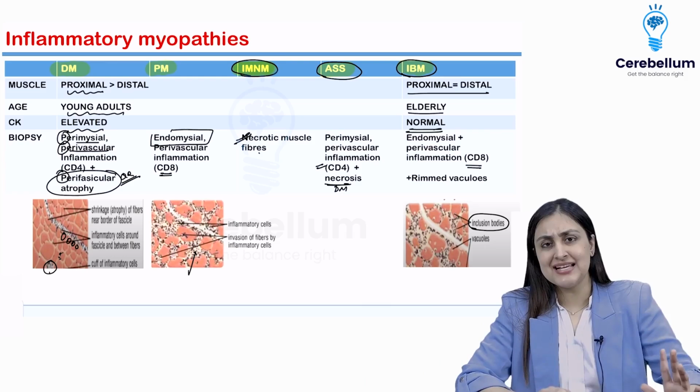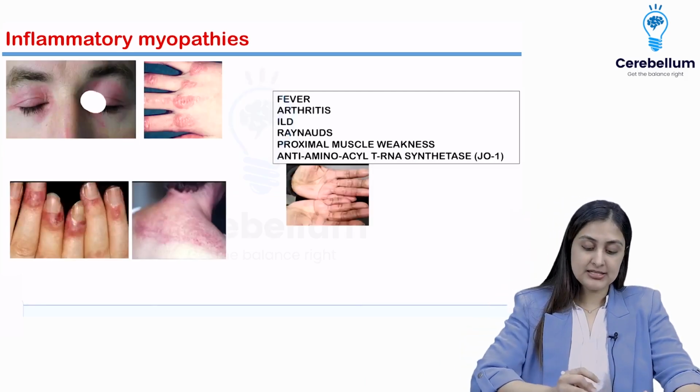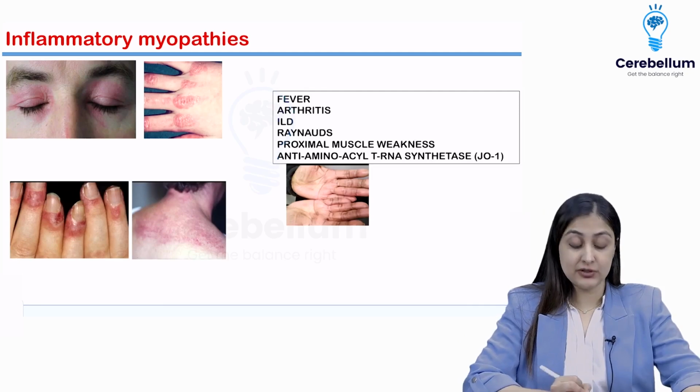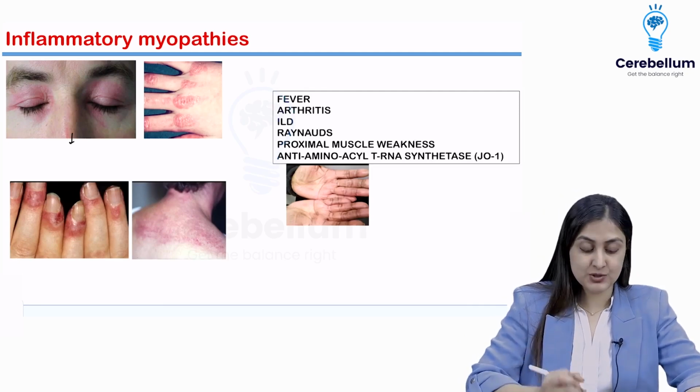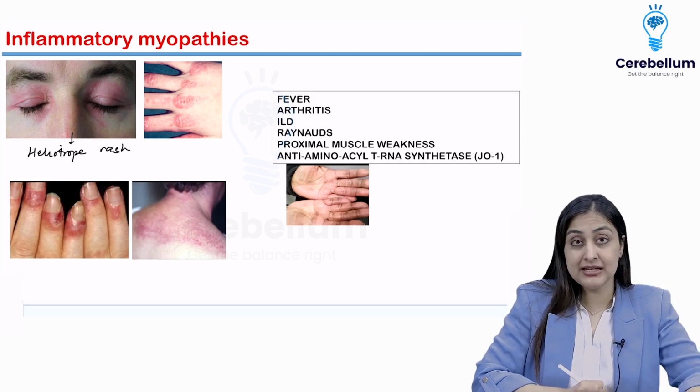This is again INI-CET stuff. For other exams, what you want to remember are these 4 images. Very, very important. Lots of times NEET has given you questions here. This we've done in Derma as well. So what you see is heliotrope rash. This is the violaceous rash over the eyelids with edema.